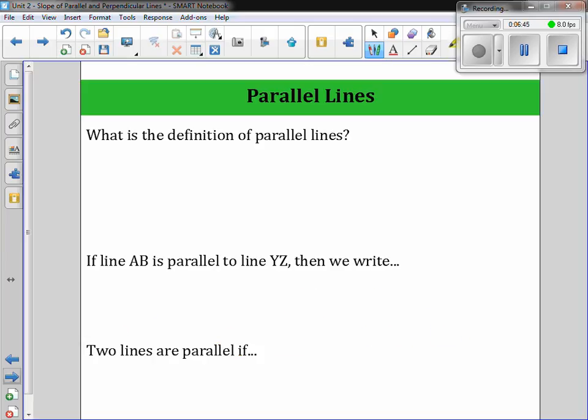Now we're going to talk about the difference between parallel lines and perpendicular. We will start with parallel. The definition of parallel lines is two lines in the same plane that do not intersect.